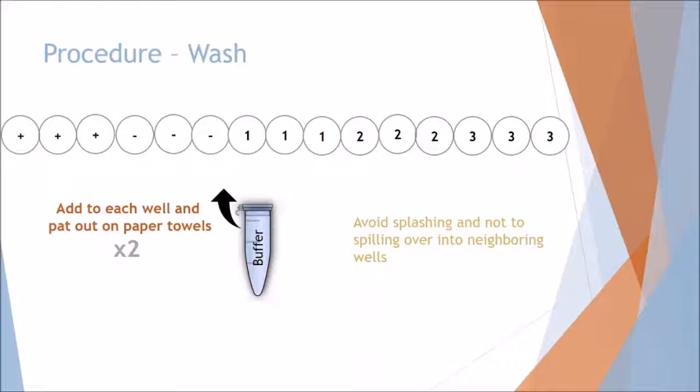But when doing this, we want to make sure that we don't splash or spill any of the buffer from well to well, so we can cut down on cross-contamination. Contamination can cause a positive result that's not really positive, so a false positive. And we want to do this wash step at this point 2 times to make sure that everything is washed away for our next step.